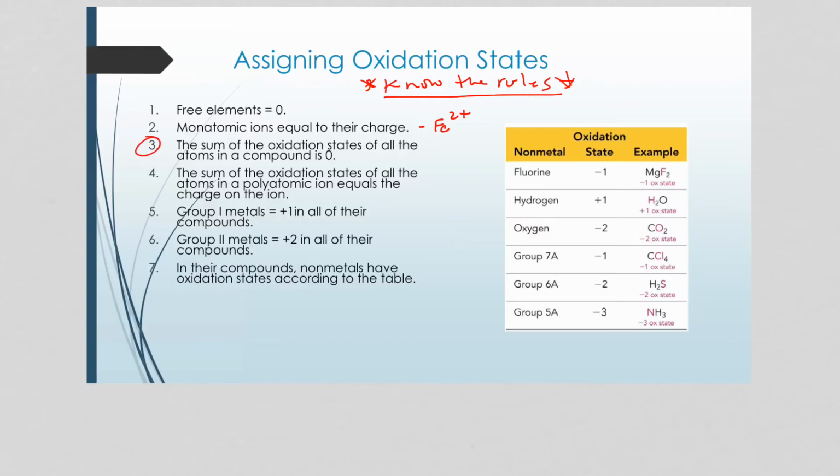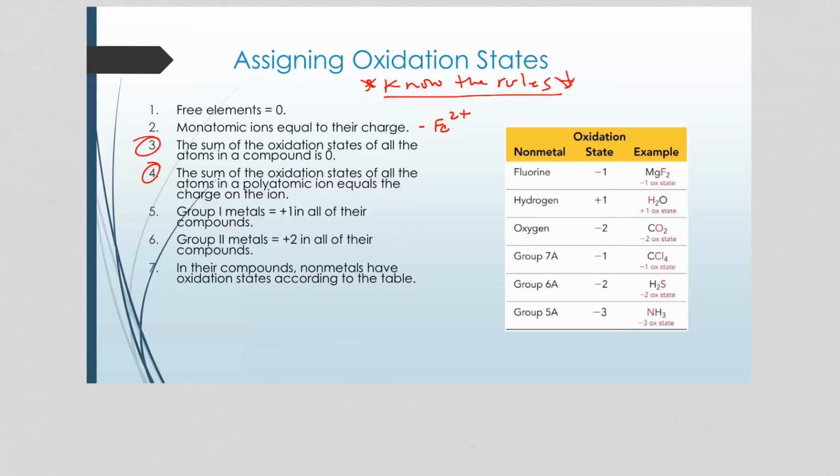Now, this one is important, maybe one of the most important ones. The sum of the oxidation states of all the atoms in a compound is 0. So if it's a neutral compound, all of the oxidation states must add up to 0. If we are dealing with a polyatomic ion, the sum of the oxidation states of all the atoms within that polyatomic must add up to the charge on the ion.